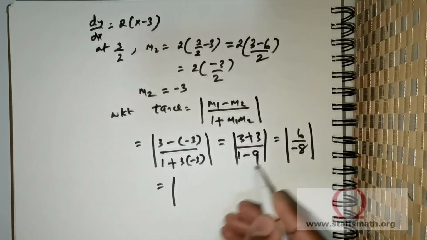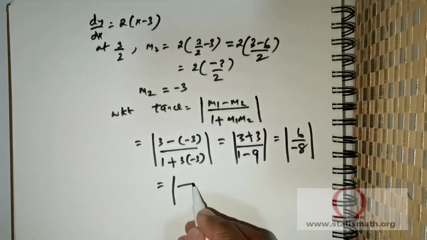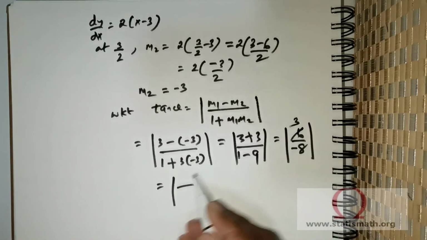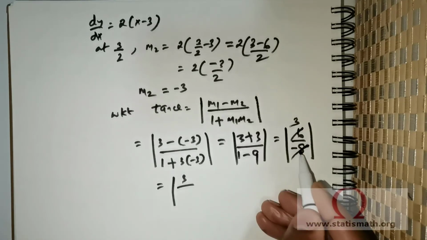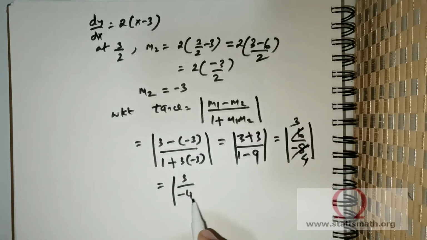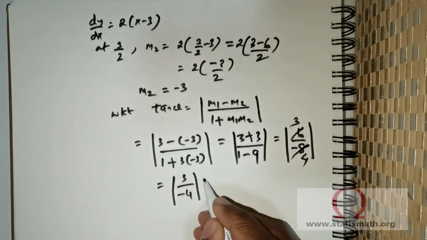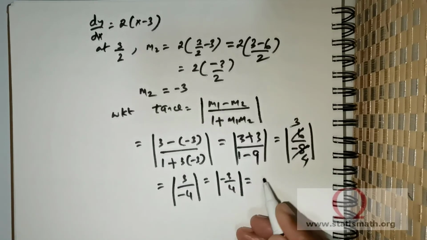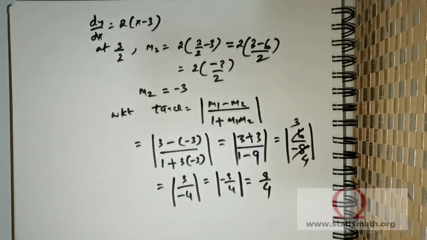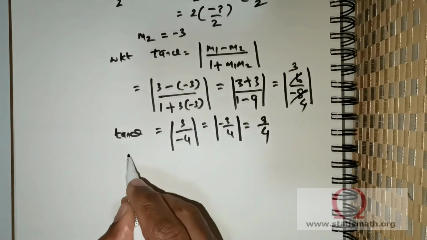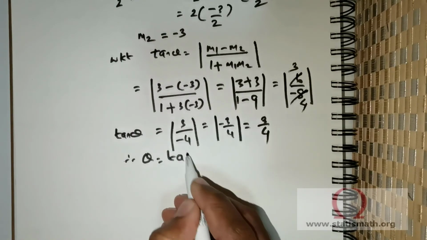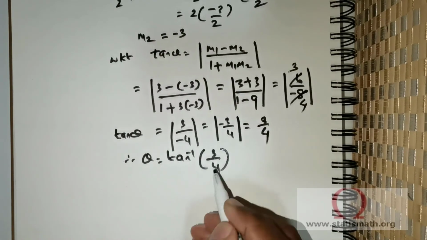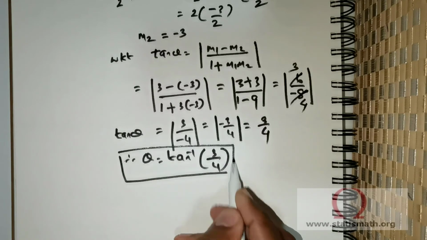So this is equal to modulus of, now 2 divides 6 3 times, 2 divides 8 4 times, so it's going to be −3 divided by 4. But you have a modulus sign, so that means you will get only 3 over 4. So this is tan theta, but we need theta, so therefore theta will be tan inverse of 3 divided by 4, which is the final answer to the question.